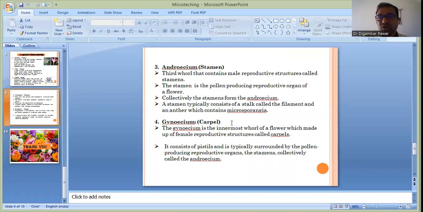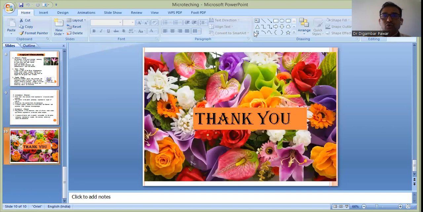And the last whorl, or last part of the flower, is called the gynoecium, whose single unit is called a carpel. The gynoecium is the innermost whorl of the flower, made up of the female reproductive structure called carpels. Therefore it is called the female reproductive organ in flowers. It consists of pistils and is typically surrounded by the pollen-producing reproductive organs, the stamens, collectively called the androecium. So thank you very much.